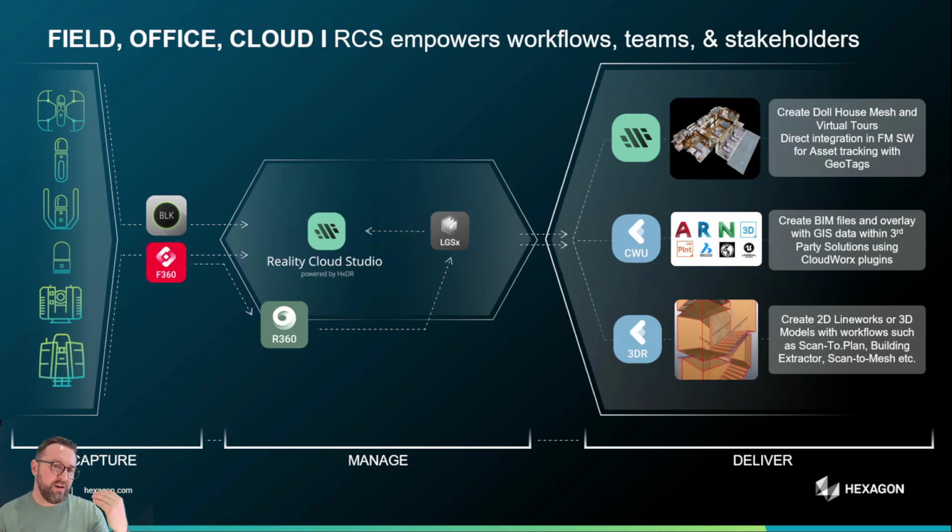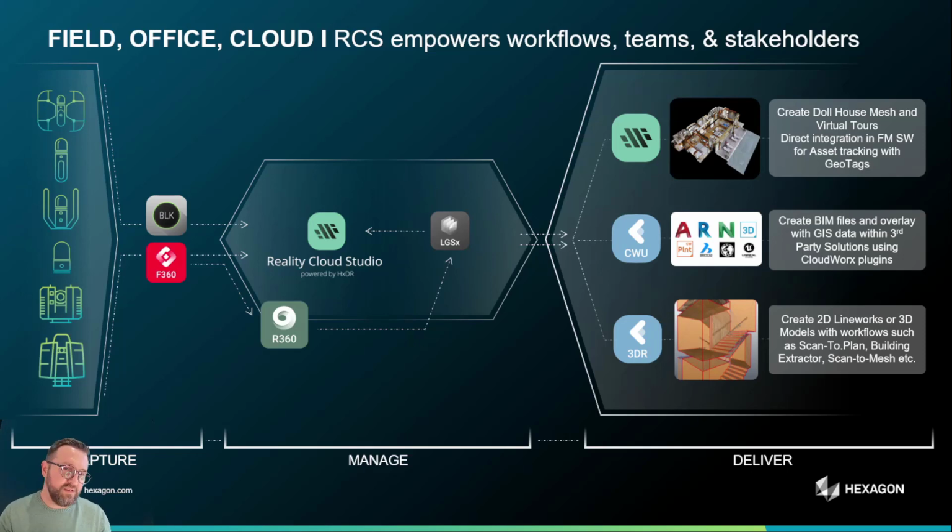Let's say we go with an RTC 360 through Field 360. We go into Register 360 to process the data on the desktop and produce an LGS file. The LGS file can be uploaded to Reality Cloud Studio and then shared downstream. So we've just tried to make this as seamless as we can. If you identify a workflow that you want us to support, then come and talk to us.